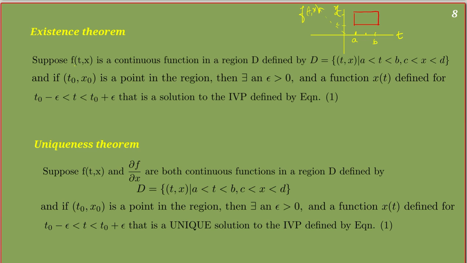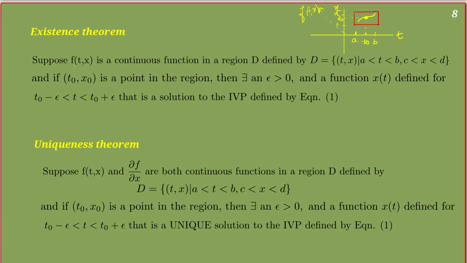In this region, if f(t, x) is a continuous function in the region D defined by this domain, and if (t0, x0) is the initial point of the system, then there exists an epsilon greater than 0 and a function x(t) defined for t0 minus epsilon less than t less than t0 plus epsilon, that is a solution to the initial value problem defined by equation 1.